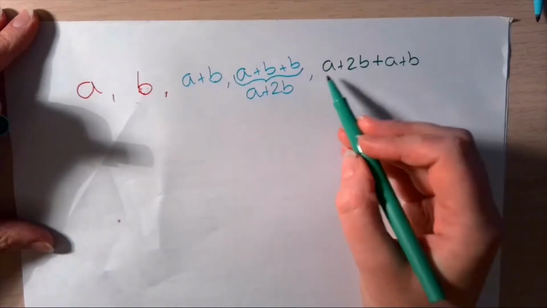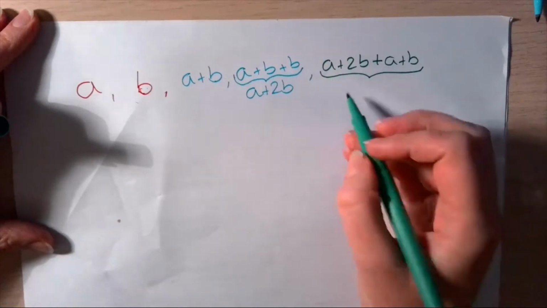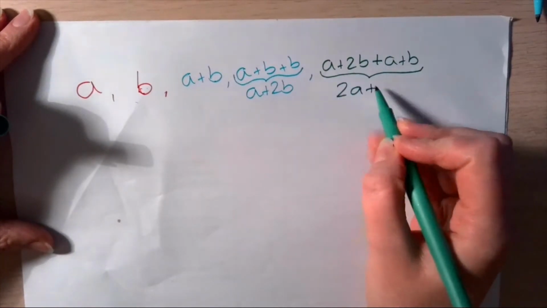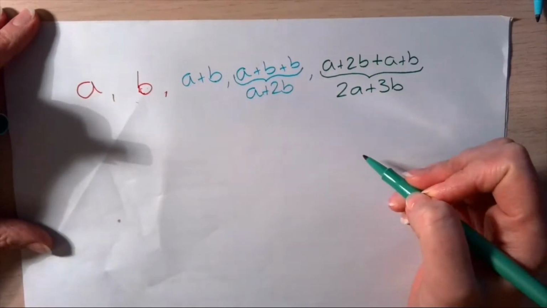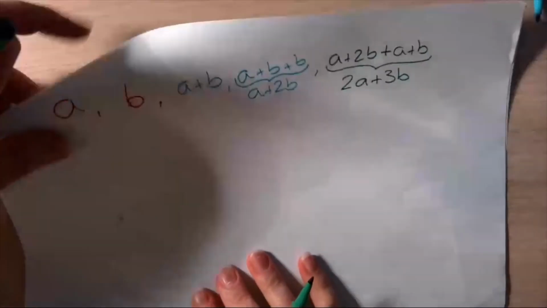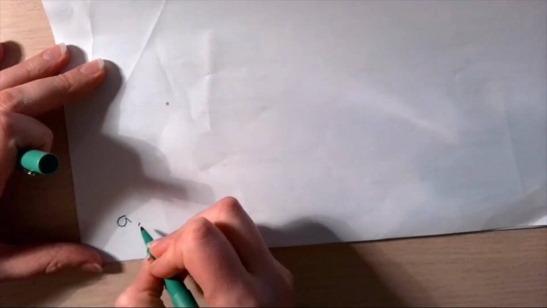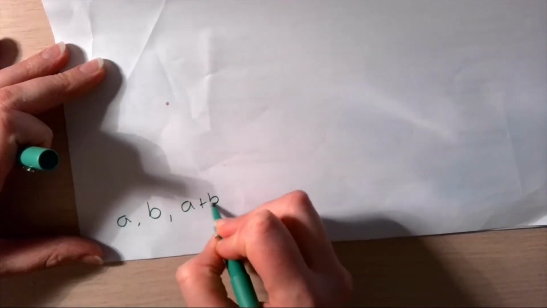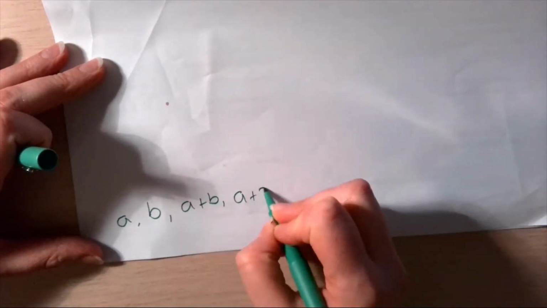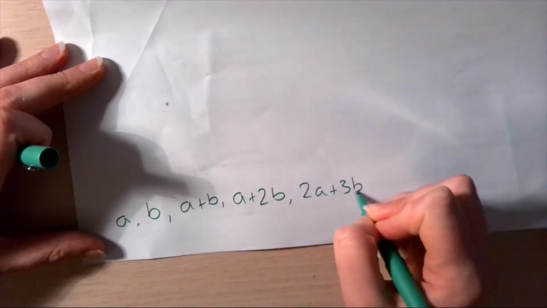Okay, and let's simplify that again. So we're going to have A plus A is 2A, plus 2B plus B, 3B. And actually, because there's so much working out, it might be a nice idea at the bottom of the page to just write the sequence with its simplified version. So A, B, A plus B, A plus 2B, 2A plus 3B. Okay, so you don't have all the working out in there.